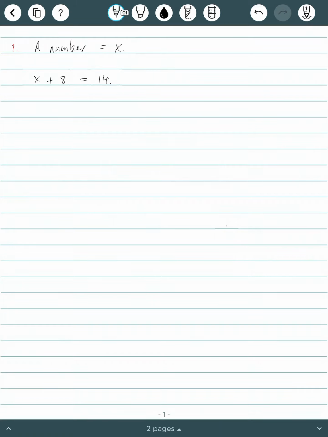It says find the number. This is an easy one for us, guys. So move that 8 across, it's going to become a minus. We have x is equal to 14 minus 8, so x is equal to 6. That's that one complete. Okay, let's look at question 4.